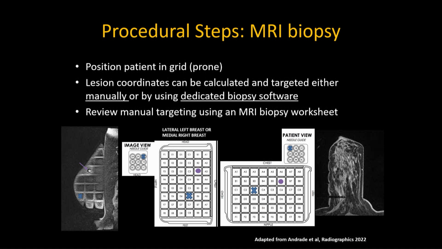The fiducial is denoted by the purple circle, and then you have the X that is your biopsy target, and you can see that there is an image view that will triangulate to the patient view. And then on the right, you see that the obturator is in place, and that's going to be your depth from the skin to the lesion.